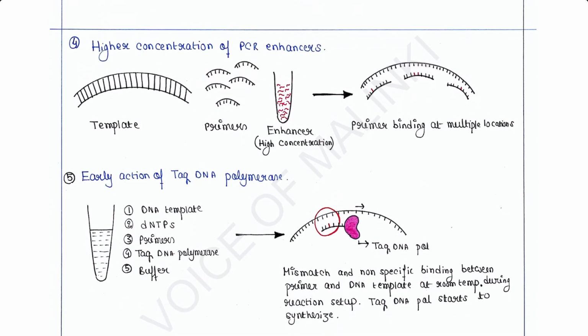Next reason is higher concentration of PCR enhancers. Sometimes we use PCR enhancers in PCR reaction to increase the yield. Now, if the concentration of the enhancer is higher than the optimum range, the primer binds other than its specific location on the template DNA and leads to non-specific bindings. This is because too much amount of PCR enhancers increases the PCR efficiency and primers become hyperactive and anneal at multiple locations of the template like this.